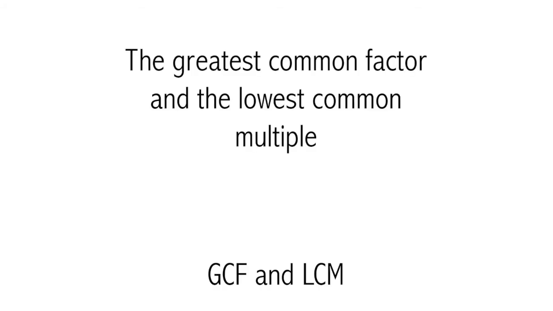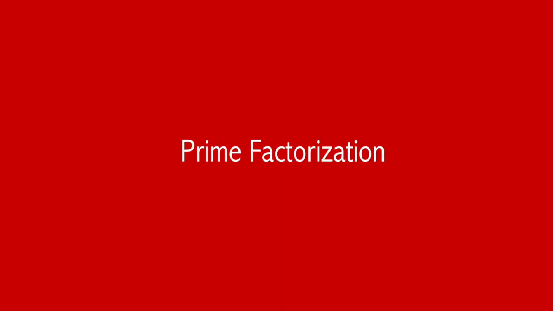Something else you need to look at is the greatest common factor and the lowest common multiple. The greatest common factor is, if you have two numbers x and y, the largest number which is a perfect divisor for both x and y. The lowest common multiple is the smallest number that is a multiple of both x and y. We find these using a method known as prime factorization.